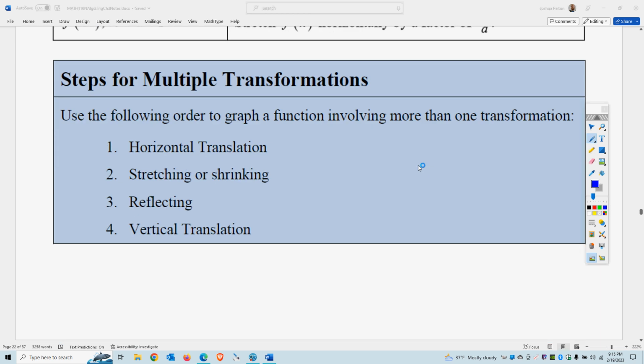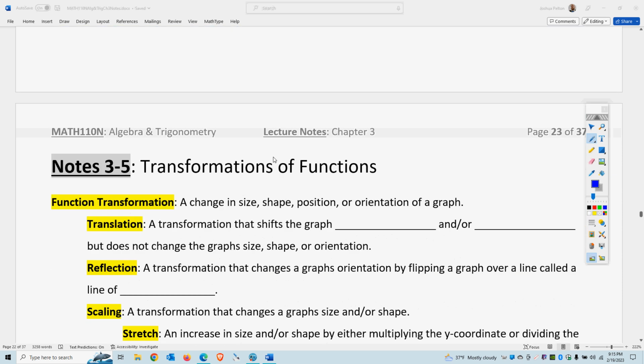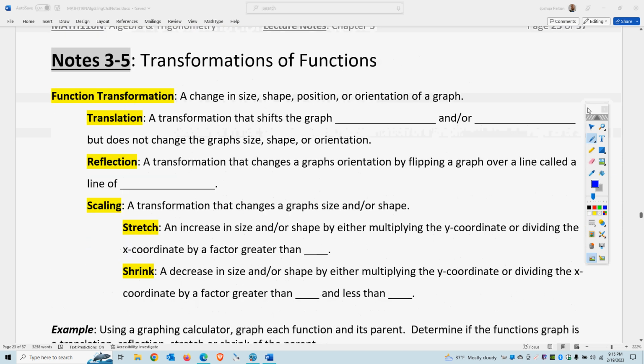And then the order of functions, which is essentially the order of operations, is here, because the horizontal translation is parentheses, and it ends with vertical translation, which is adding and subtracting. So these are the 4 levels of order of operations, just put in terms of transformations. If you have multiple to do, you have to follow this order. Okay, so basically this is your list of transformations.